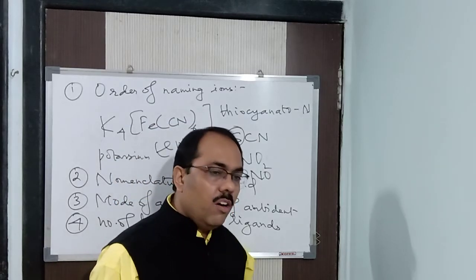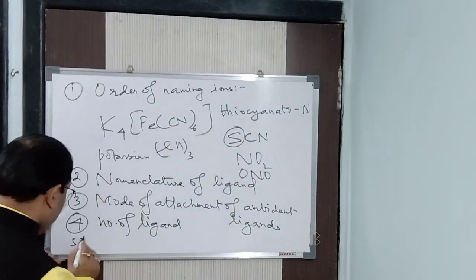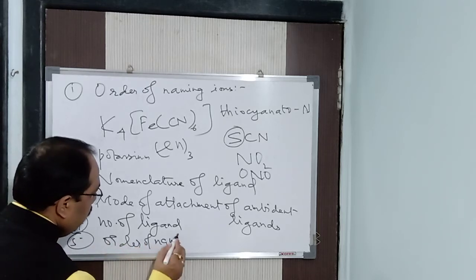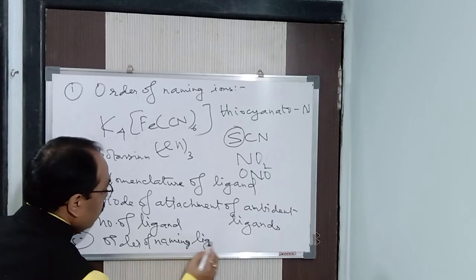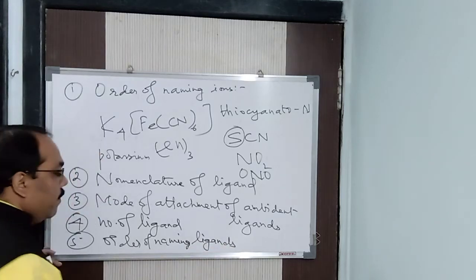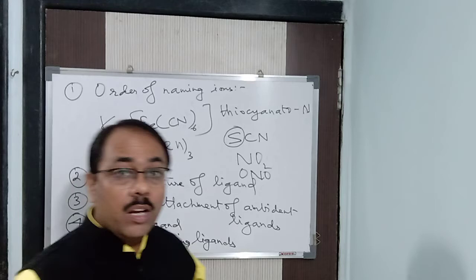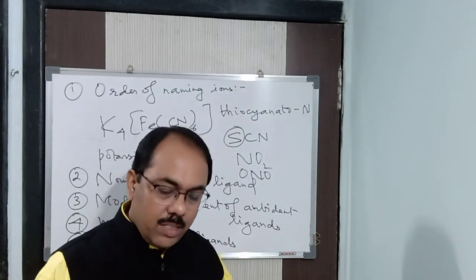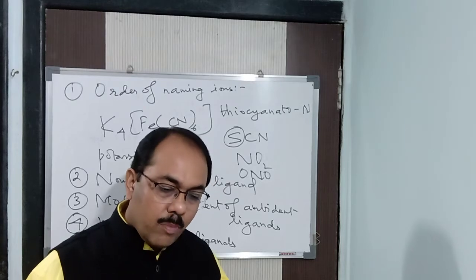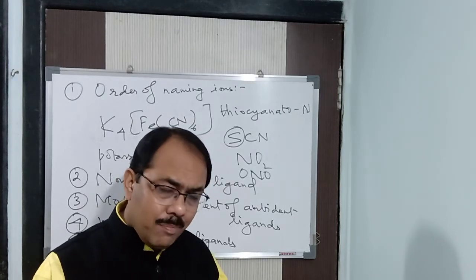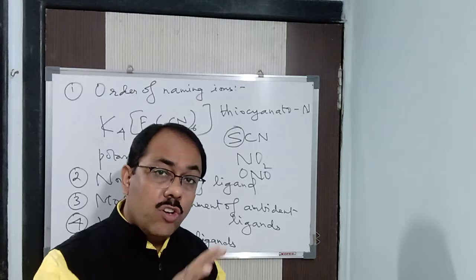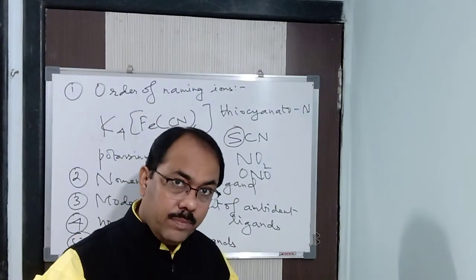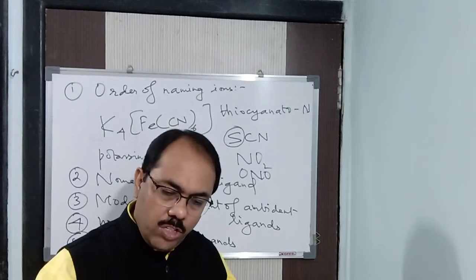Now next is order of naming ligands. The 5th one is order of naming ligands. When you are writing the ligands, they should be written in alphabetical order, as you read in organic chemistry. Suppose ammonia is there, Br is there, Cl is there. First you should write amine, then bromide, then chloride. Got it? Alphabetical order you need to write.